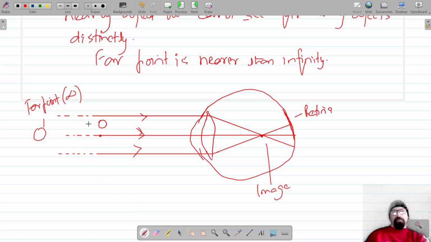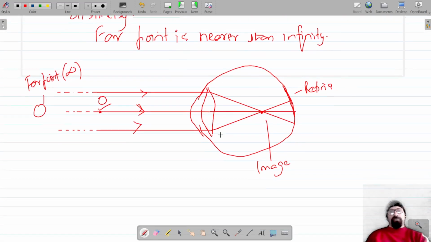Now the rays coming from infinity, this lens is not able to bend and focus them on the retina. Instead, they are intersecting before the retina and the image is formed here. So this is the far point. This is the maximum distance up to which this eye can see and focus the image on the retina.